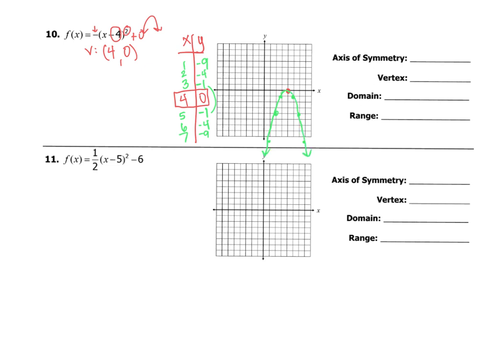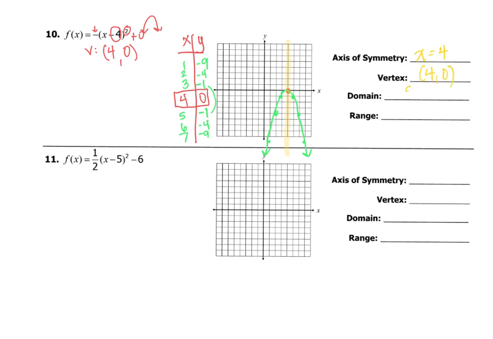Okay, so where is our axis of symmetry? Let's look. The axis of symmetry is that vertical line that would cut it into 2 equal parts. It passes through the vertex. So we're going to say it's x equals, because it's a vertical line, the x value of the vertex is 4. So x equals 4. We already knew the vertex was 4, 0.